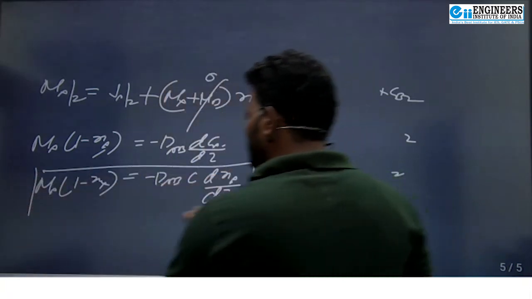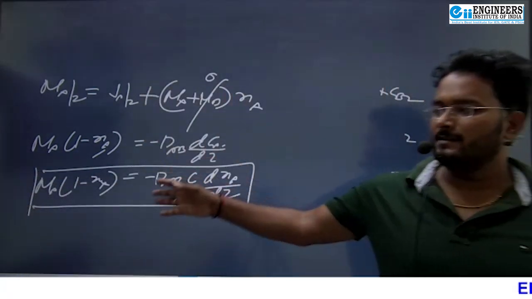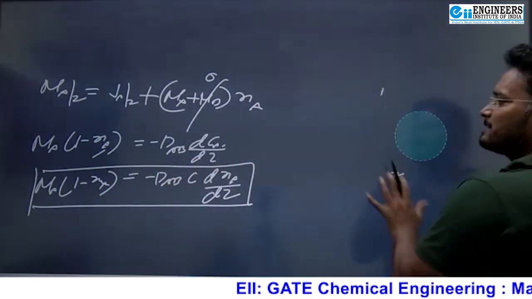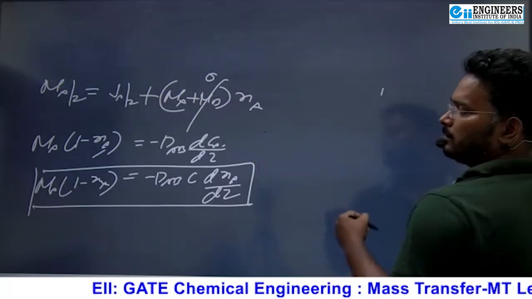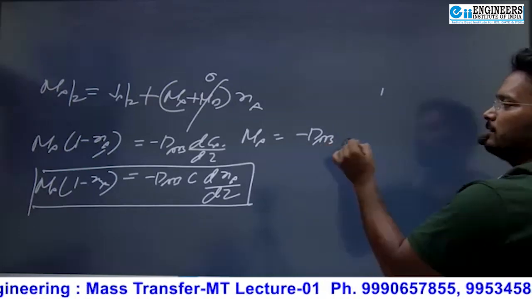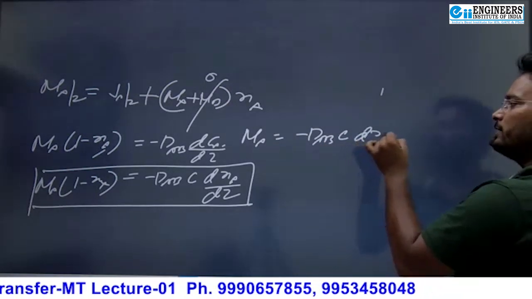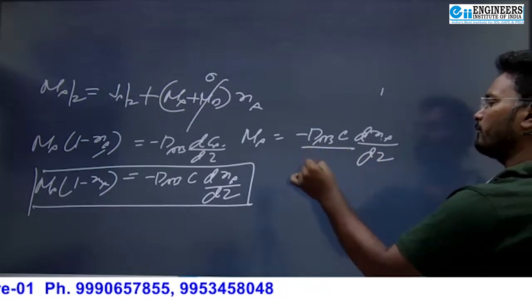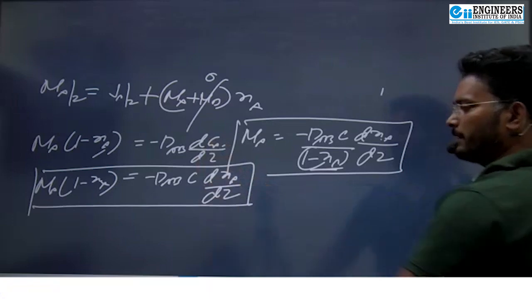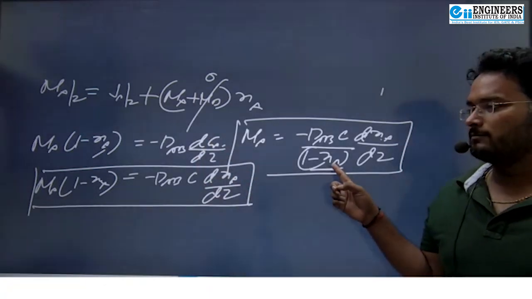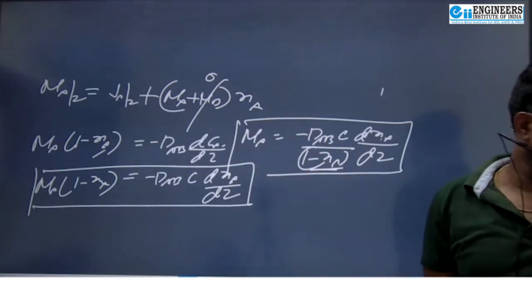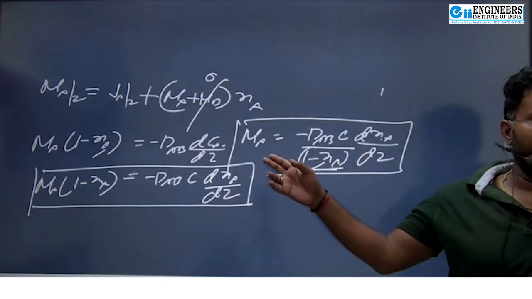But now this equation is valid for any case, either area is constant or area is not varying. So what is the basic difference? Flux of A is equal to minus DAB into C into dXA upon dZ upon 1 minus XA. This term will be there when the bulk flow contribution is there, am I right? And when XA is very very small, what happens? 1 minus XA is nearly equal to 1, then N equal to J itself. I have told you, Mr. Karthik. This is valid for either constant area or varying area.